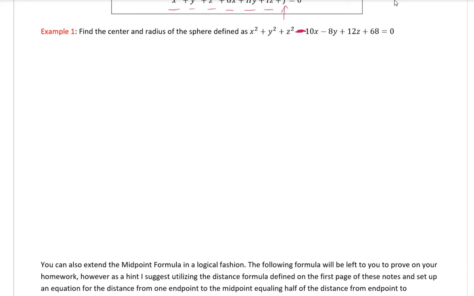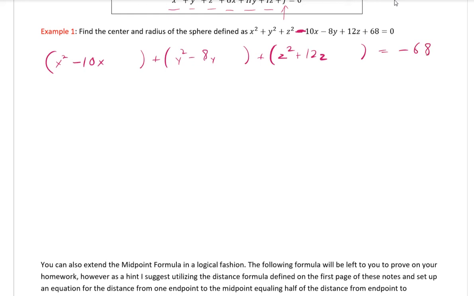All right, now in order to make this into a sphere, what we're going to do is combine all the terms that are alike. So I'm going to combine x squared with that minus 10x. I'm going to leave some space. I'm also going to combine the y's, so y squared minus 8y, and leave some space, and do the same thing for z. Plus 12z, leave some space, and I'll just throw that minus 68 to the other side.